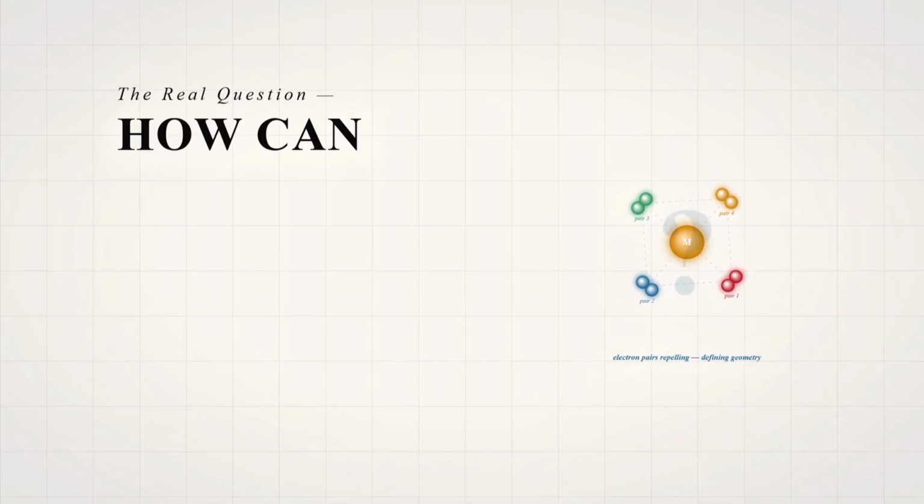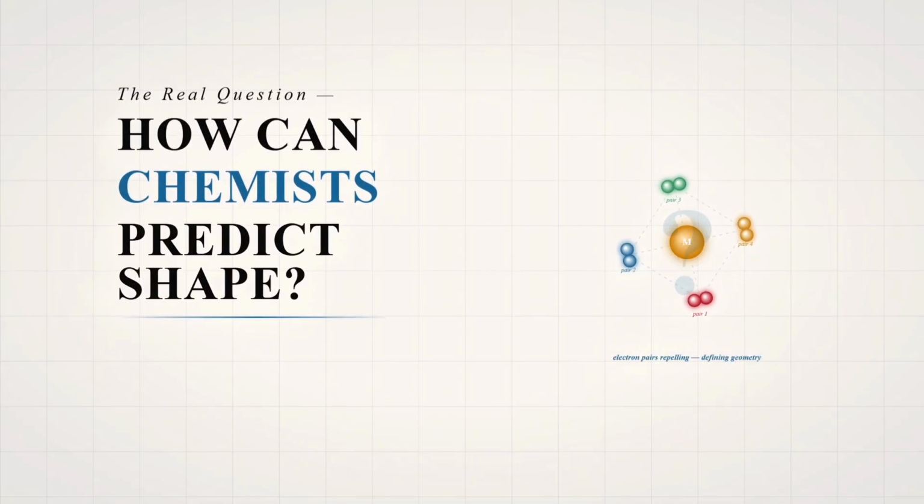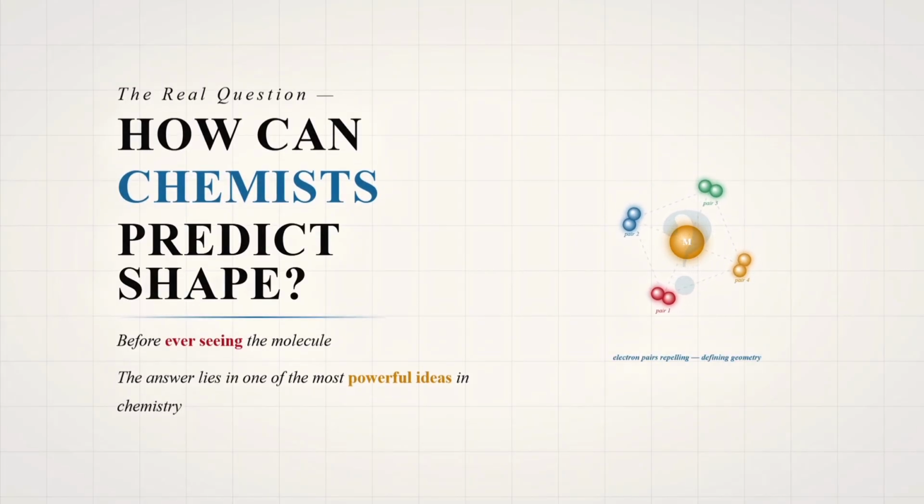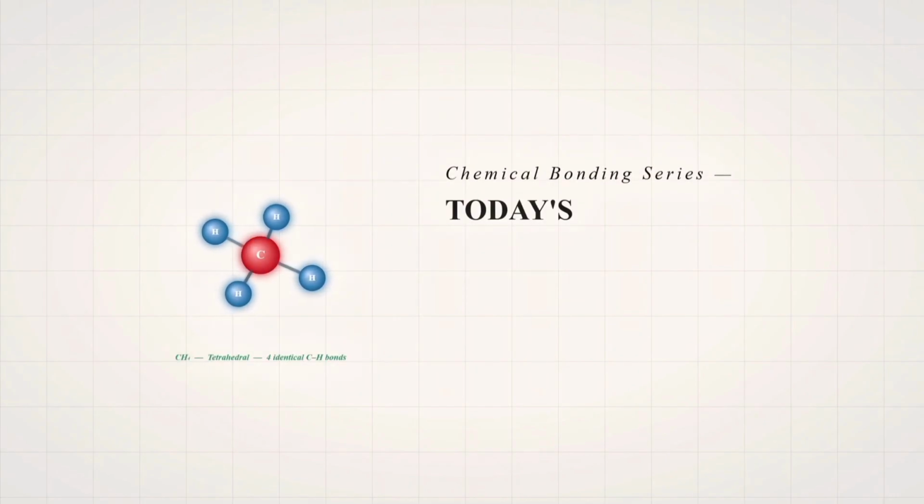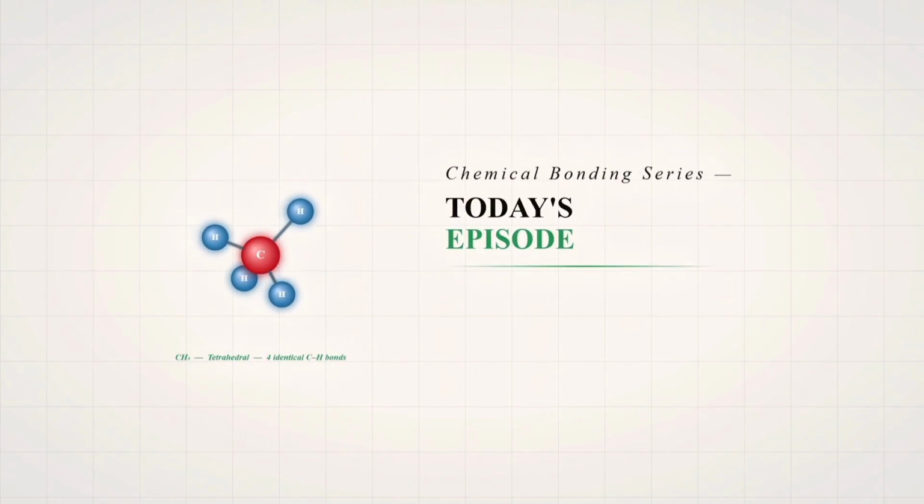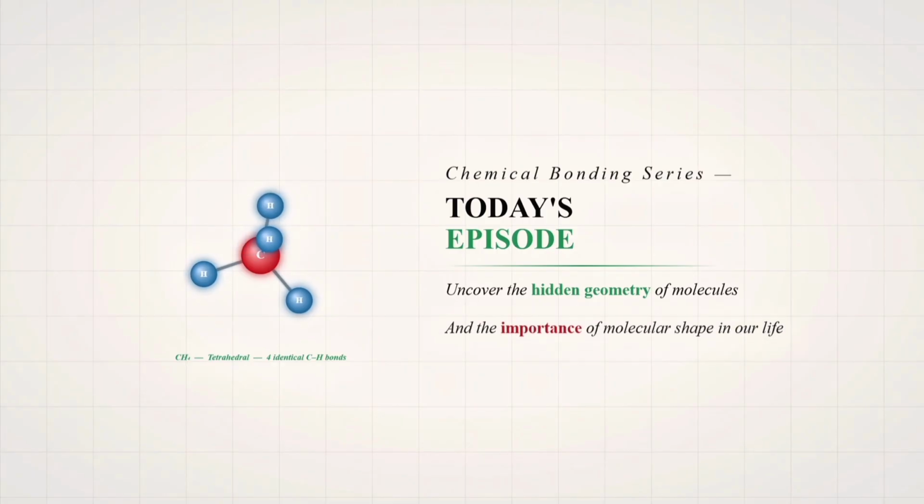So the real question: how can chemists predict the shape of a molecule before ever seeing it? The answer lies in one of the most powerful ideas in chemistry, VSEPR theory. In today's episode of Chemical Bonding Series, we're going to uncover the hidden geometry of molecules and the importance of molecular shape in our life. Let's decode it.